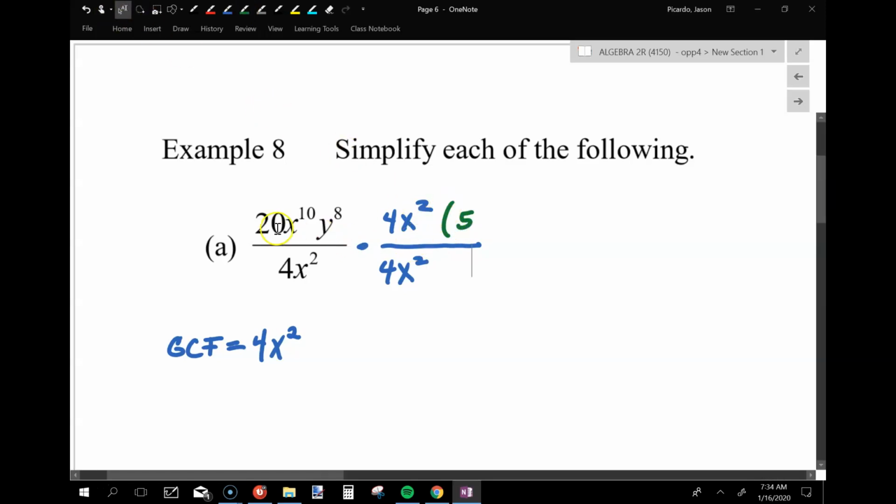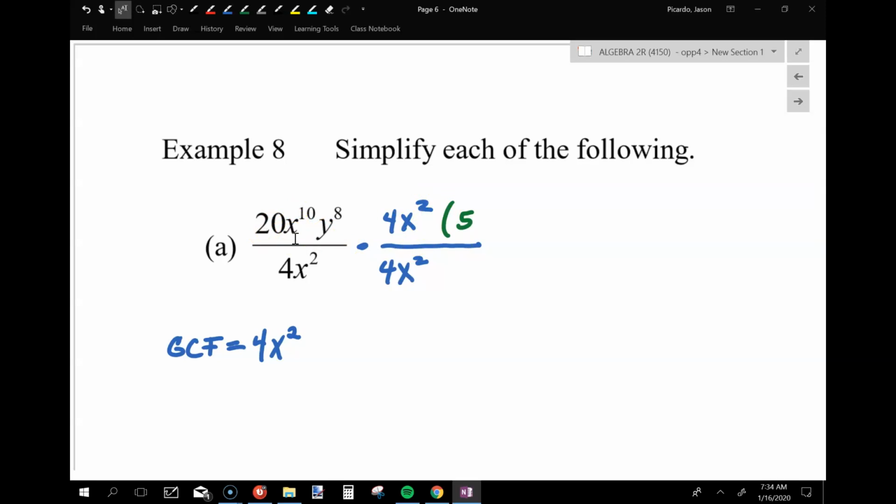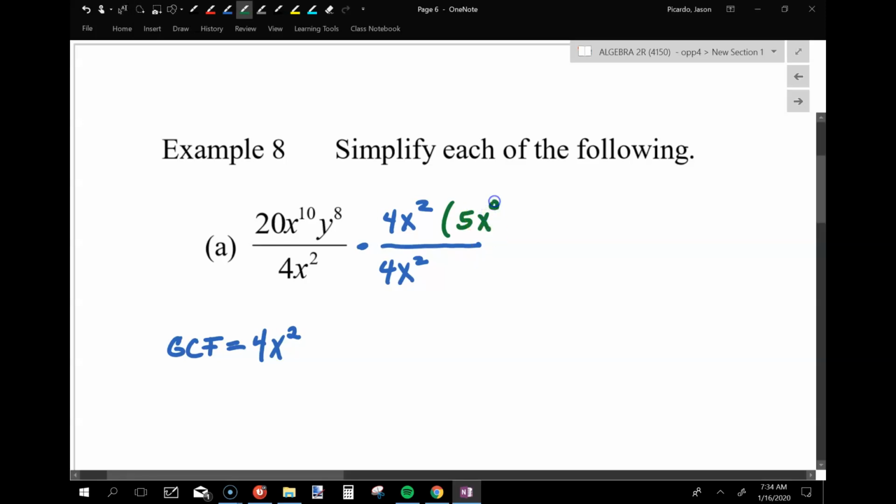And x squared times what gives me x to the 10th? Not x to the 5th, x to the 8th. Because what do I do when I'm multiplying? I add the exponents. Good. And then what's left? A y to the 8th.